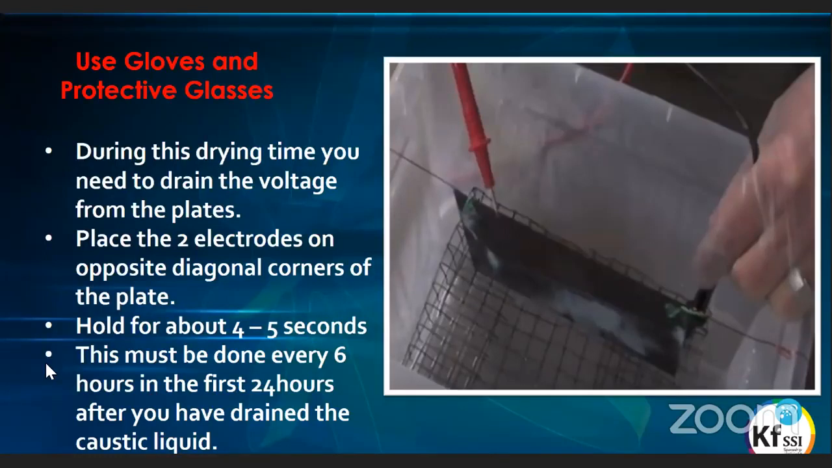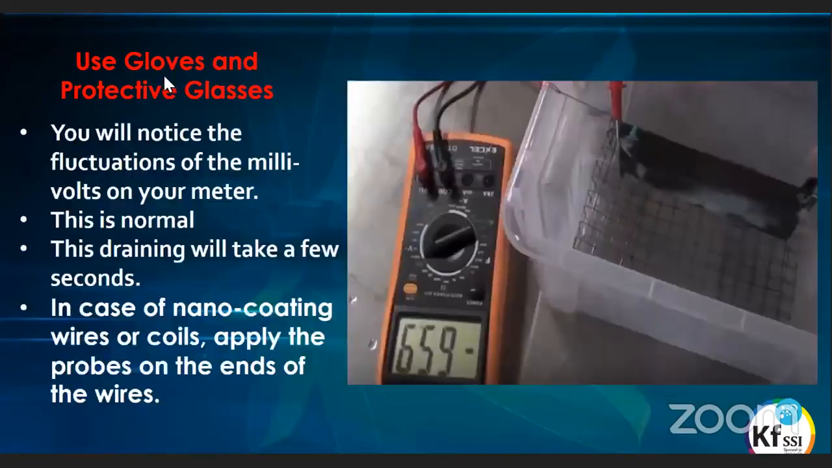Okay, so now during this early stage, once you've drained out your caustic liquid, one needs to take a multimeter and drain the voltage from the plates. The best is to take 2 of your electrodes and touch opposite diagonal corners of your plate. You just hold for a couple of seconds. And you do this every 6 hours in your first 24 hours after you've drained your caustic liquid. So why is this important?